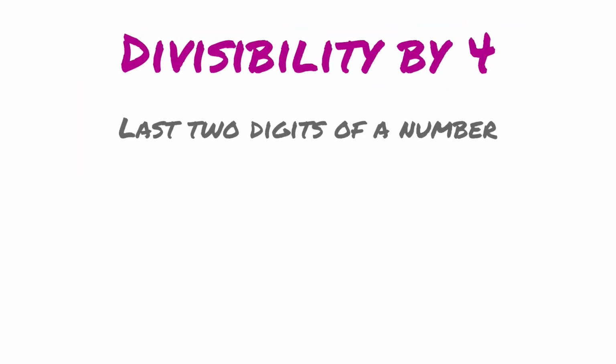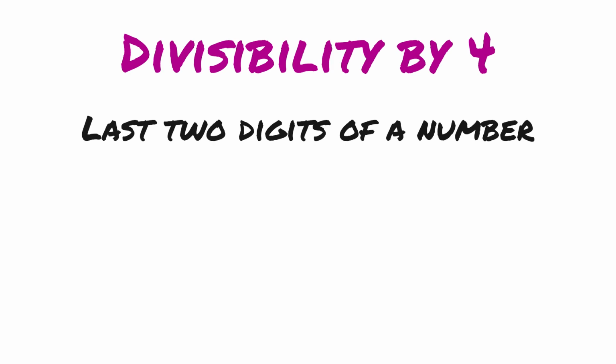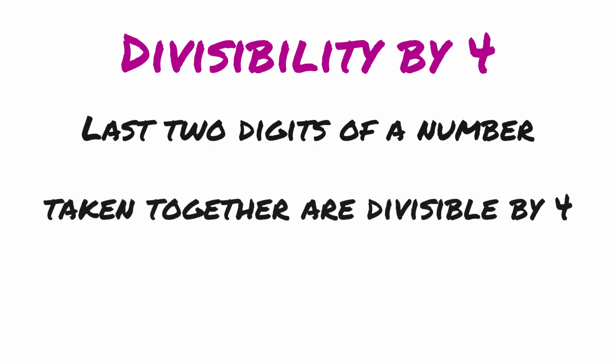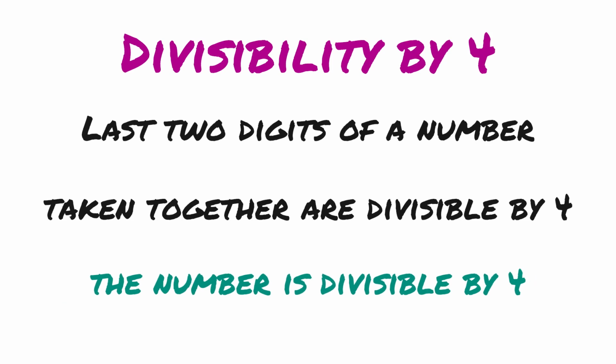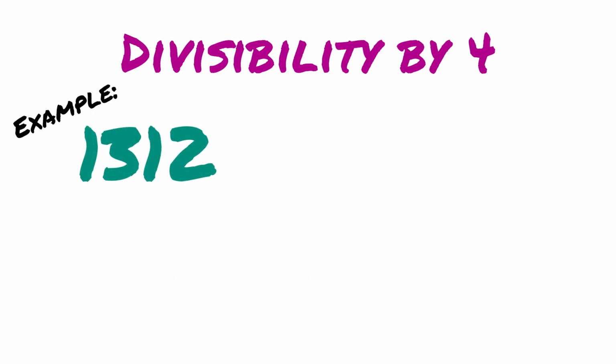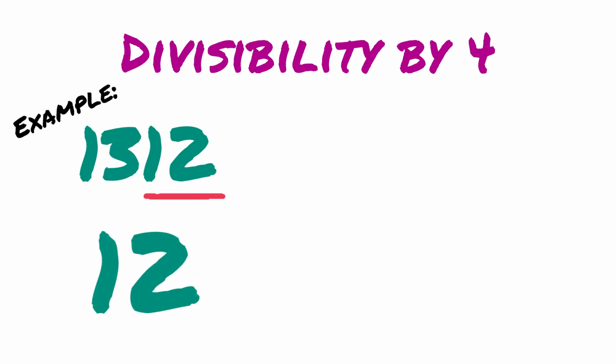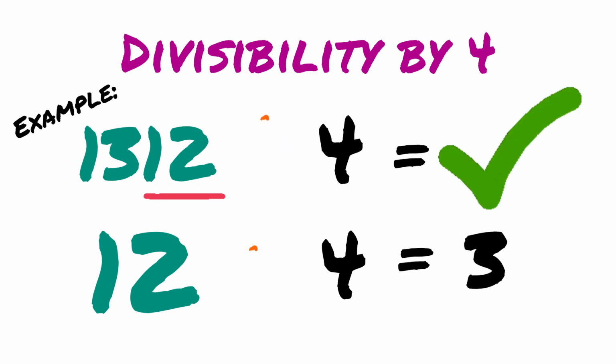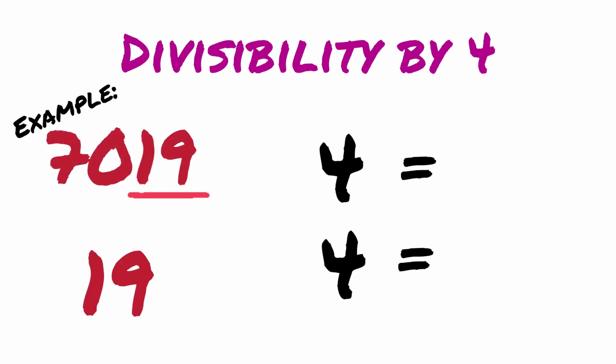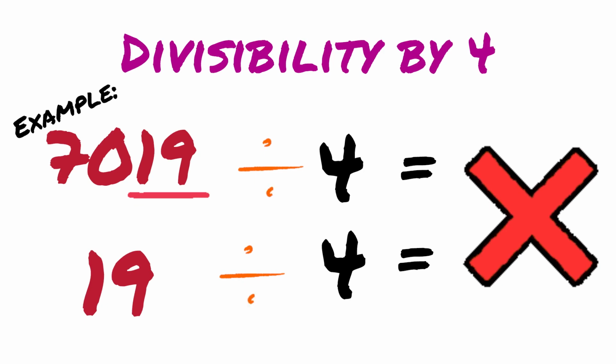Divisibility by 4. If the last two digits of a number taken together are divisible by 4, then the number is divisible by 4. For example, take the number 1312. Consider the last two digits, 12, as 12 is divisible by 4. The original number 1312 is also divisible by 4. The number 7019 cannot be divisible by 4 because 19 can't be divisible by 4.